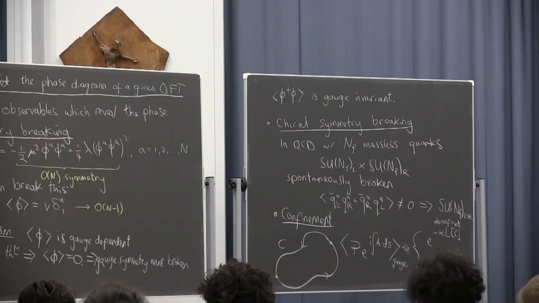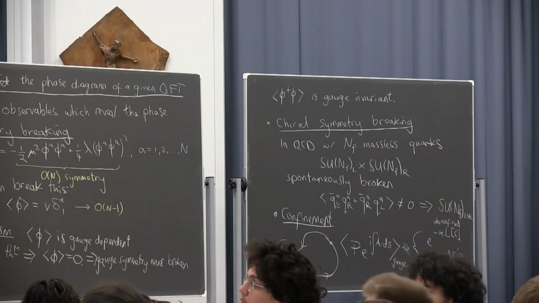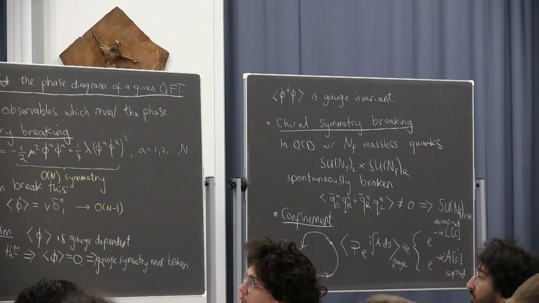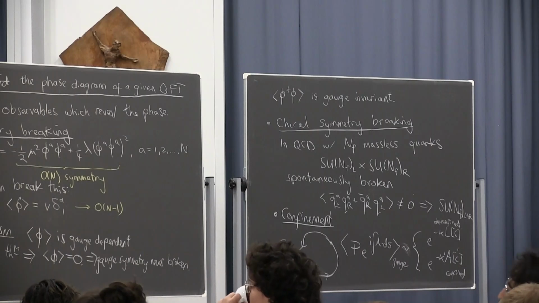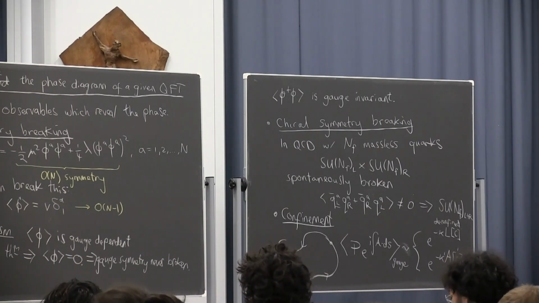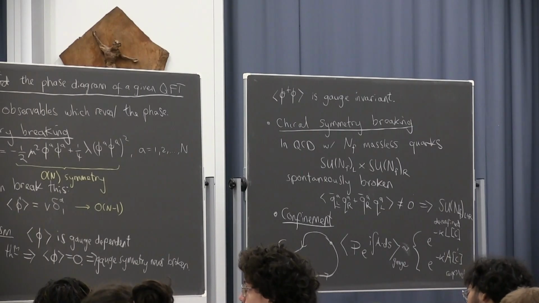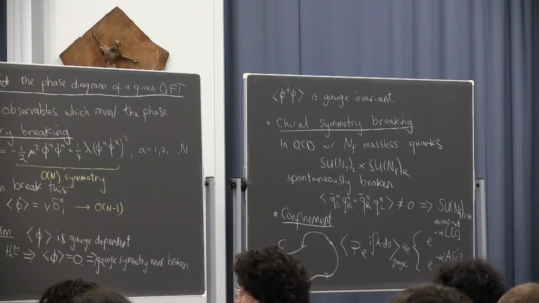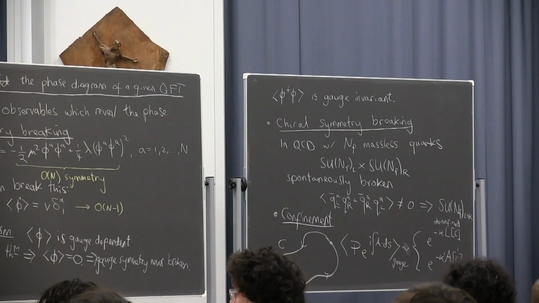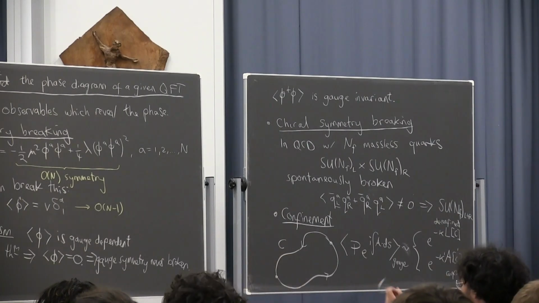Okay. Yeah. Is there a relationship between the condensate that's breaking parallel symmetry breaking and the fact that we see confinement? I don't think so. We can do this whole confinement story without quarks, just gluons.